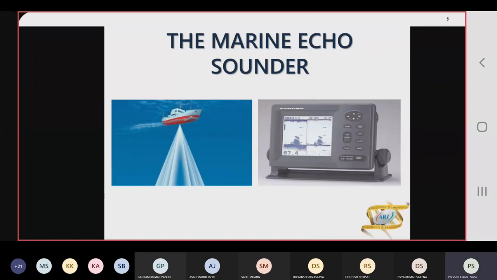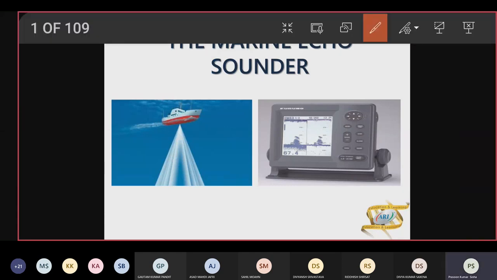So here, as you can see on screen, the transmission is taking place downwards as a beam. That is what we said, that the echo sounder is transmitting pulses in the form of a beam vertically downwards. The center of the beam is vertical, but of course sideways there is a little bit of angle being created.